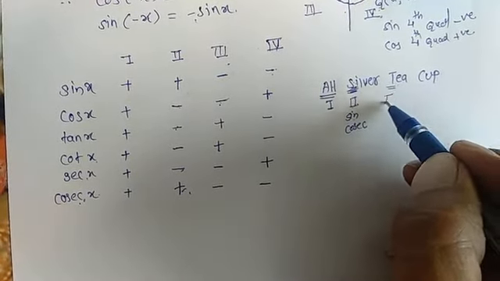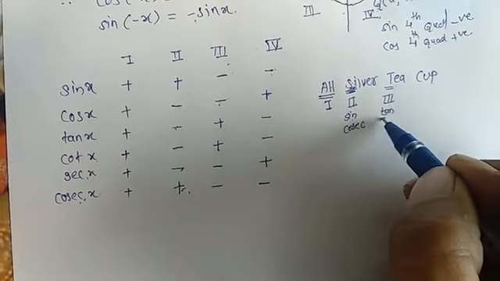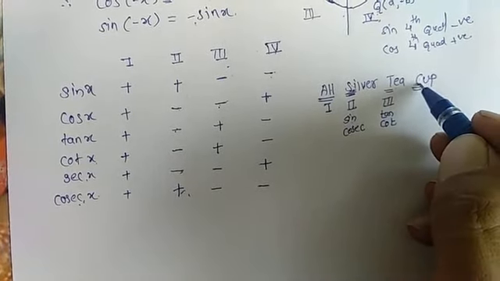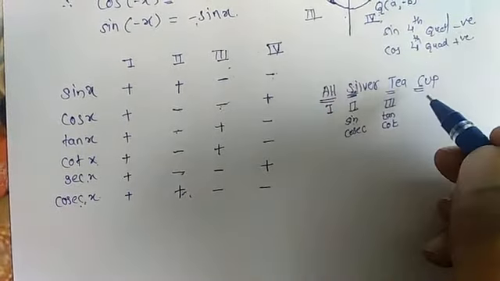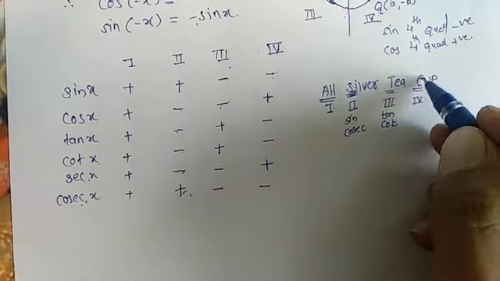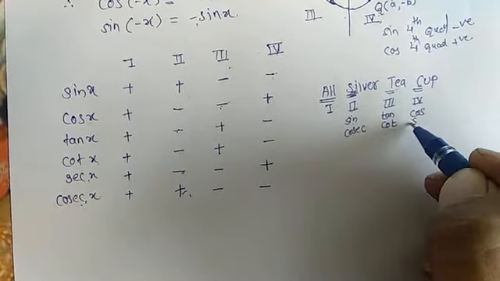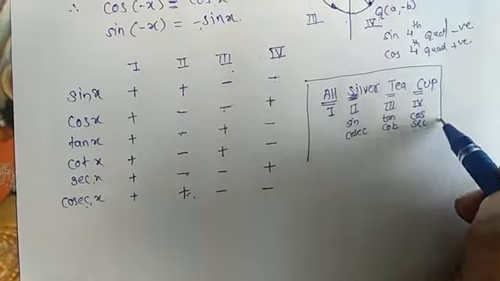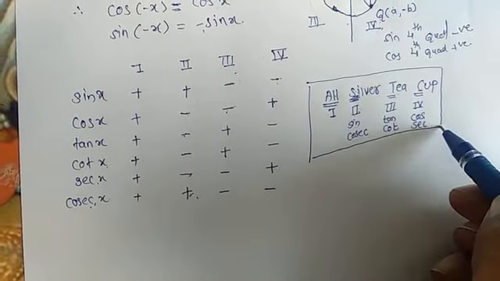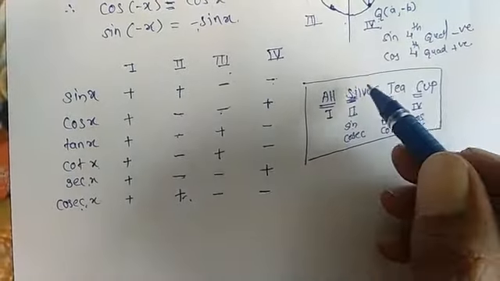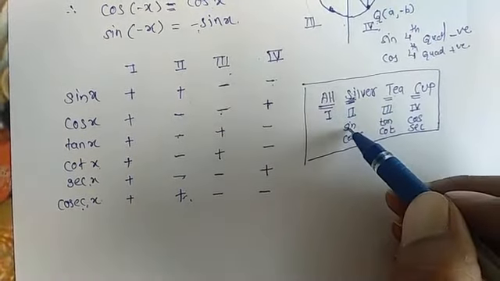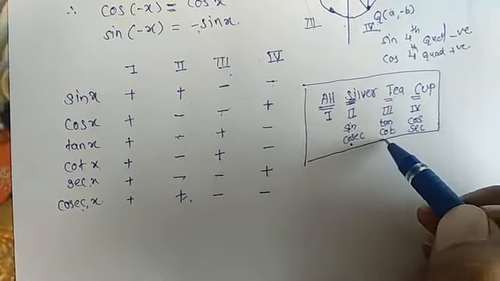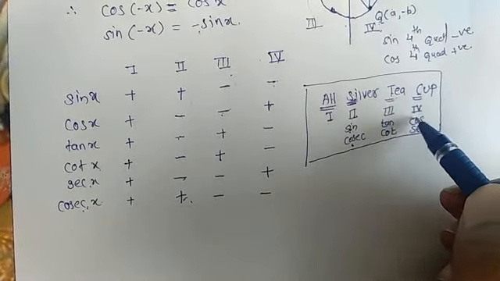In the third quadrant tan and cot are positive, and last, in silver teacup the C is for cos, so in the fourth quadrant only cos and sec are positive. So as a shortcut for remembering this table, you can consider all silver teacup, in which S reminds you of sine and cosec, T of tan and cot, and C of cos and sec.